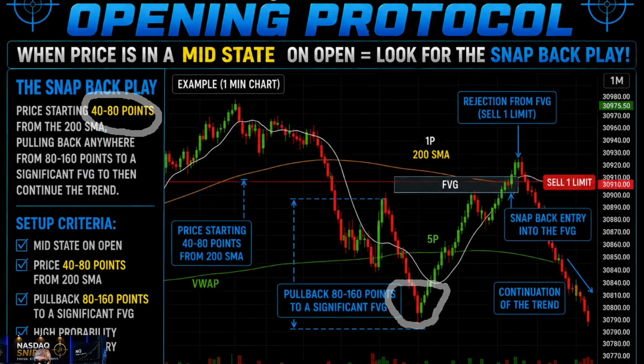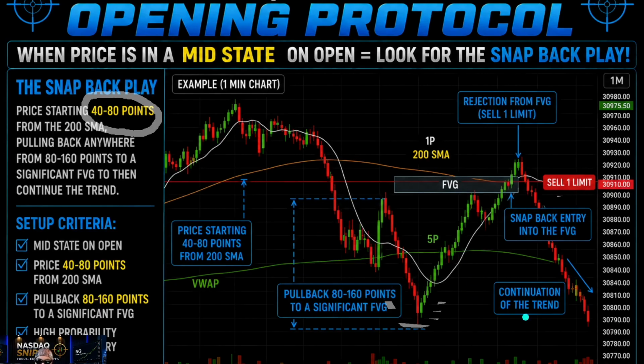The snapback play is when price pulls all the way back up, 80 to 160 points. I want you to remember this number, up to 160 points. Price pulls back and finds a fair value gap. On open, price comes up, does two legs, shoots all the way up. And for those who play the 5-minute ORB break, you're thinking, oh, this is going to be good. But then guess what? It's really just coming into the fair value gap to go back down. 80 to 160 points. I want you to remember 160 points for the full snapback play, but you need to find a fair value gap.